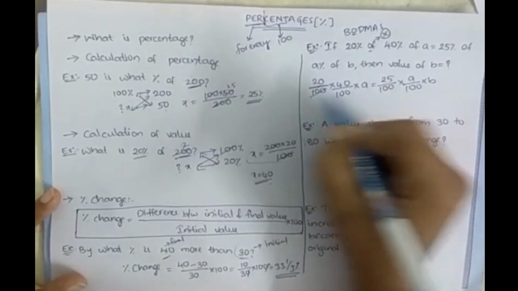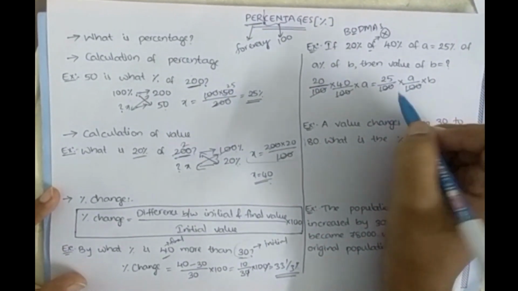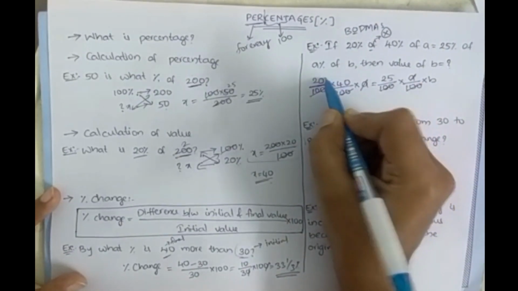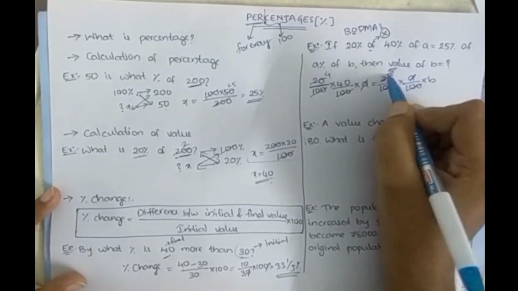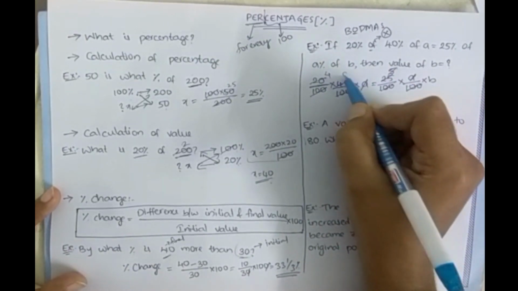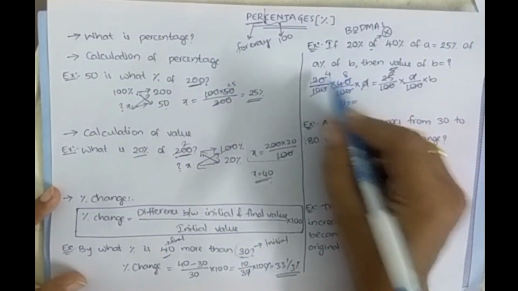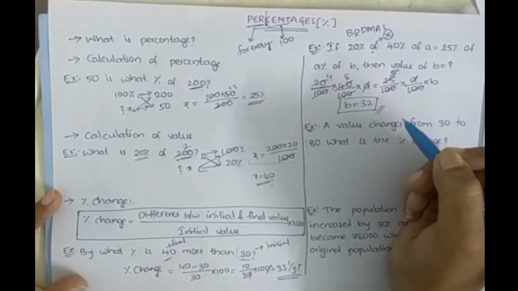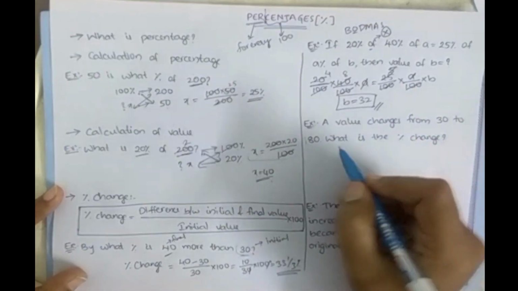So 100, 100, 100, 100 gets cancelled. A gets cancelled. See, 5 4s 20, 5 5s 25, 5 1s 5, 5 8s 40. Then the value of B is what? 8 4s 32 will be the value of B. Very simple. Let us take another example.